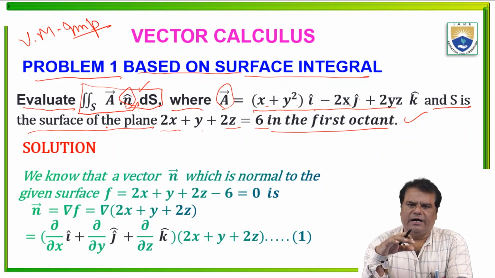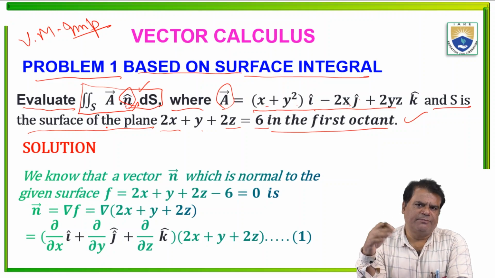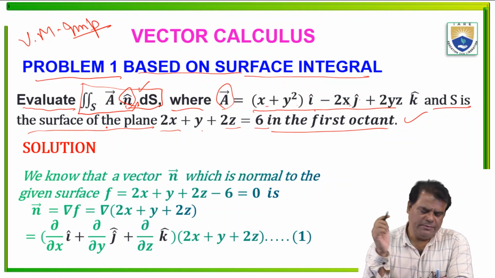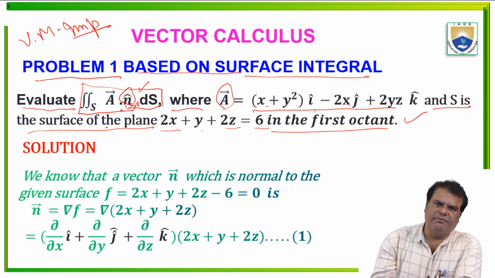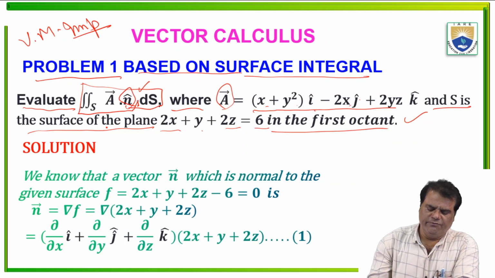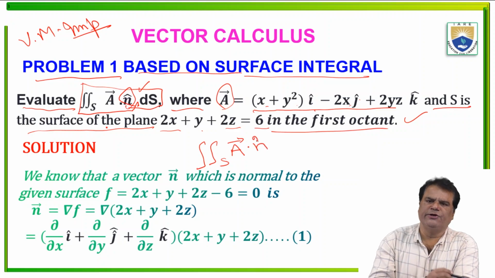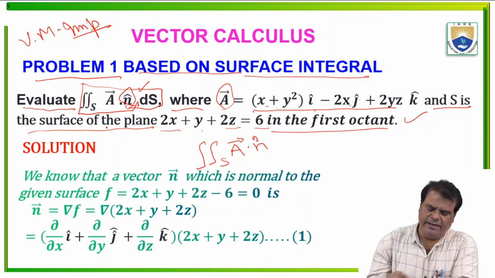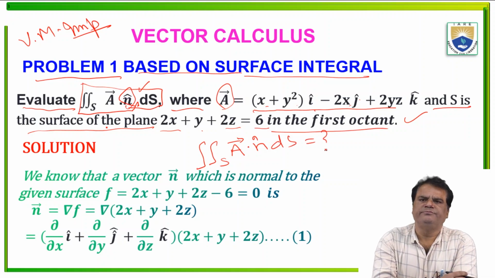The complete solution of this question is given in our problem. Read the problem two or three times. What is the problem? This integral is given: the integral over the surface S of vector A dot n, where n is the unit normal vector, times dS. We find out this value.